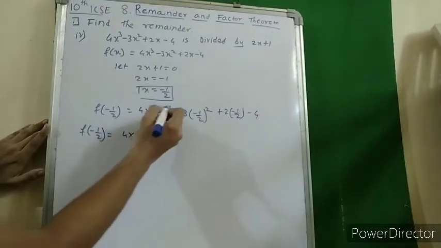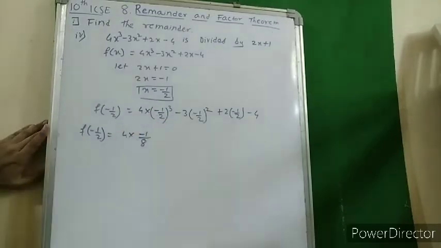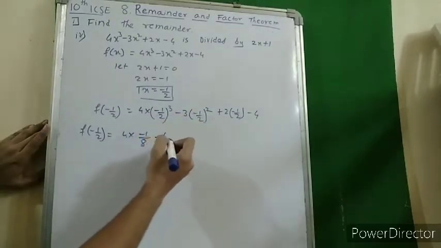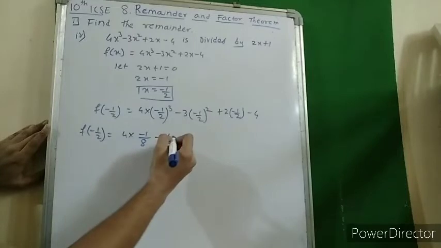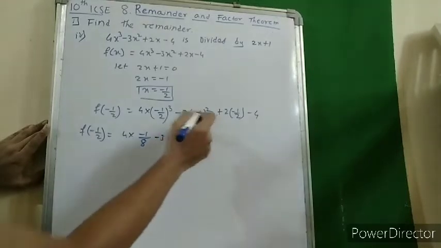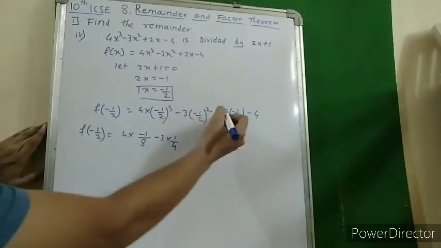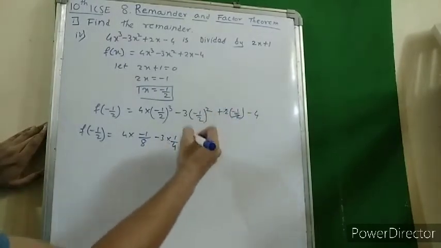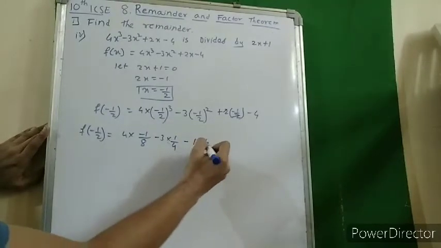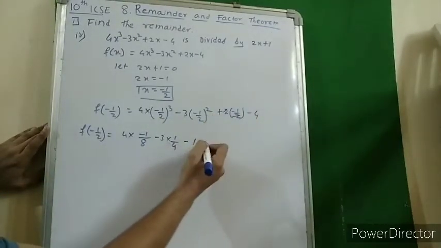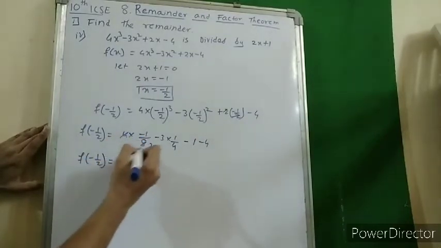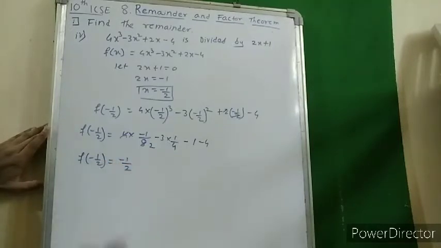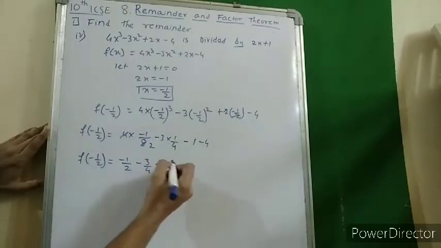The 4 into minus 1 cube is minus 1, but 2 cube is 8. Minus 3 as it is. Minus 1 square is plus 1, so we will have 1, and 2 square is 4. Plus minus, minus 2 cancel. We have minus 1 only, and minus 4 at the end. The function of minus 1 upon 2 is equal to 4 ones are 4, twos are 8, so we have minus 1 upon 2, minus 3 upon 4, minus 1, minus 4, it is minus 5.